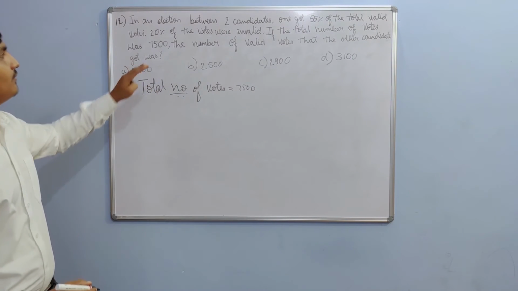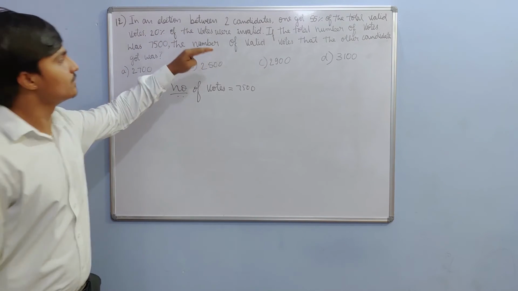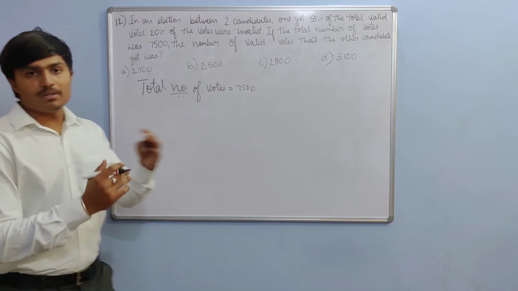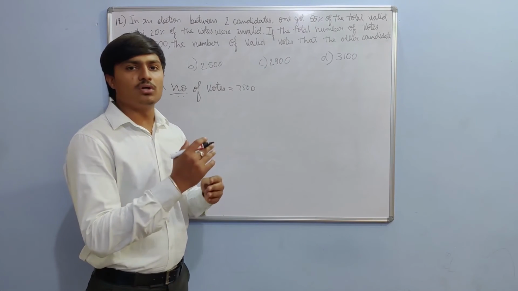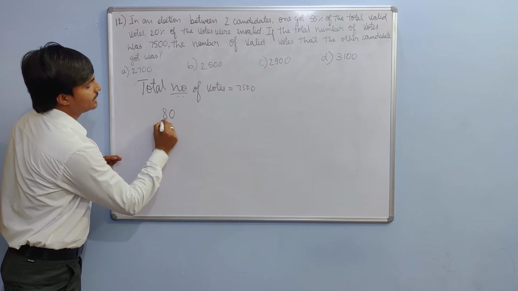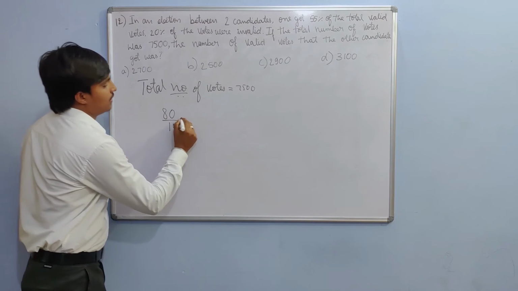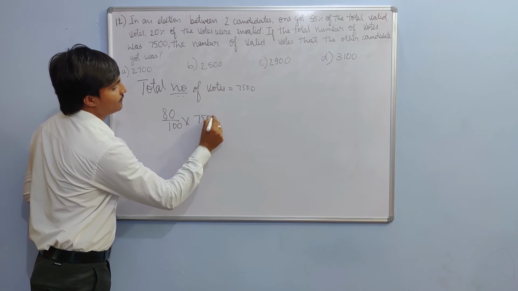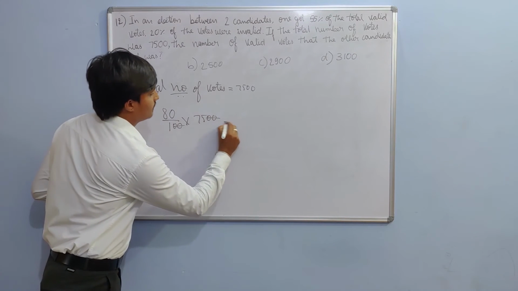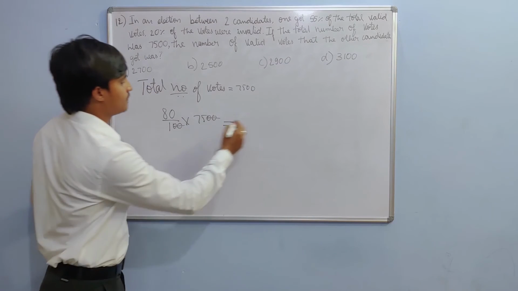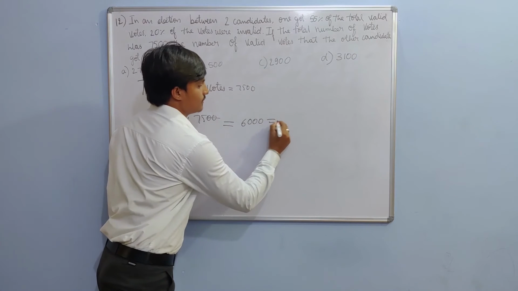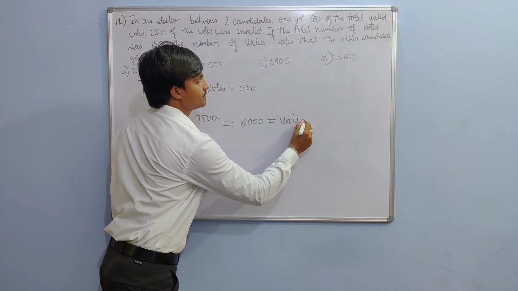And also they have given 20% of the votes were invalid. It means 80% of the votes are valid. So 80% of this 7,500, that is equal to 6,000. This is the valid votes.